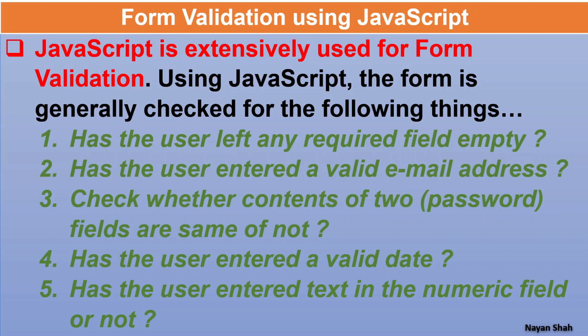It cannot check for the actual email address whether it is correct or not, unless it is sending some confirmation email, and then from that confirmation email you have to write some code. Then it checks whether the content of two password fields is the same or not. Has the user entered a valid date or not? Has the user entered text in the numeric field? Suppose it is asking for a numeric field to enter a pin code, and if the user enters some alphabet, that also we can check. So this kind of validation can be done using JavaScript.